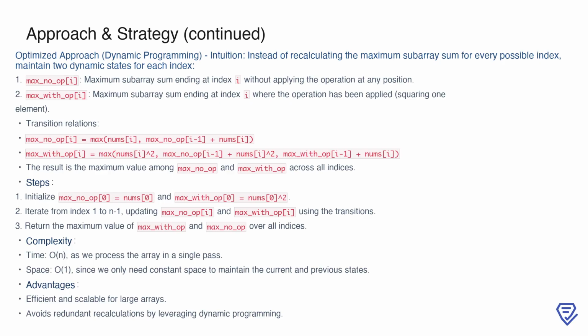By iterating once through the array and updating these states dynamically, we can efficiently find the maximum subarray sum. This approach reduces the time complexity to O(n) and uses constant space, making it both scalable and efficient.